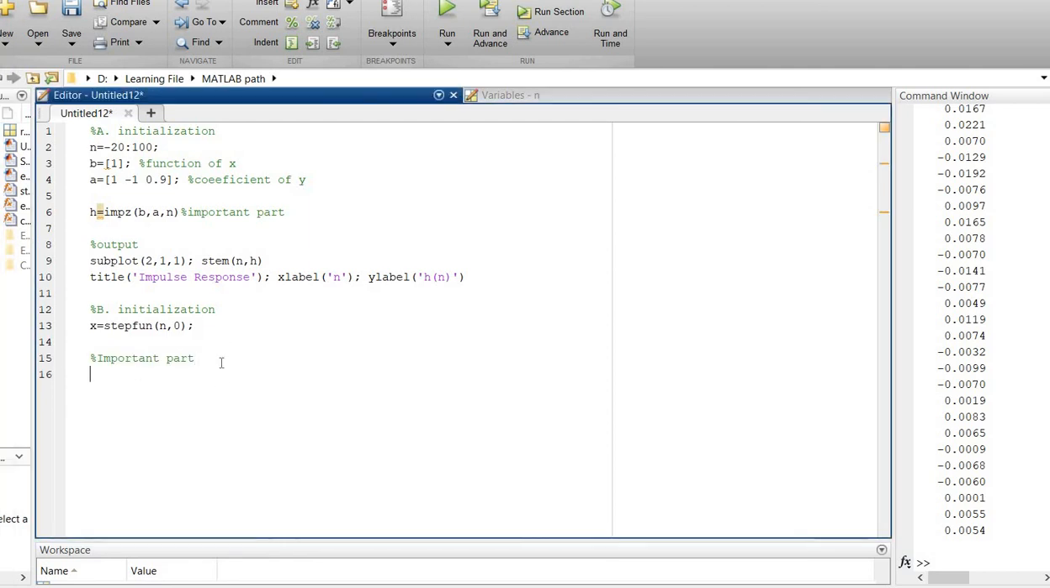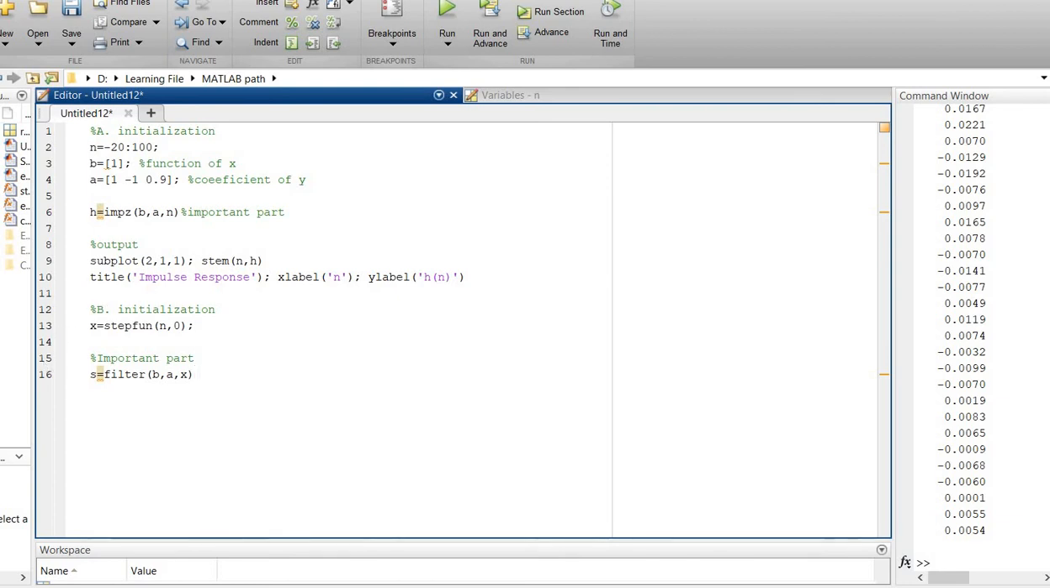The important part is this is the unit step response, and to get that, we use filter of b, a, and then x. So that would be the unit step response. That would be the calculation of that.